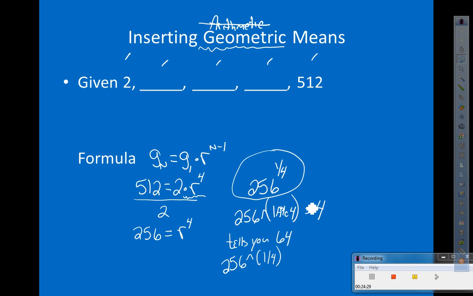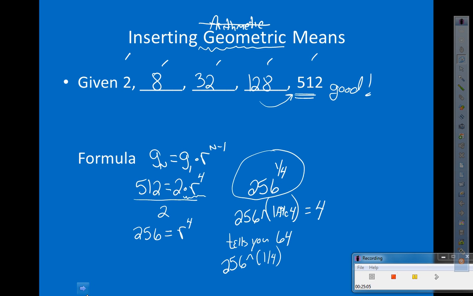But I'm going to multiply by 4 every time. So 2 times 4 is 8. 8 times 4 is 32. 32 times 4 is 128. If I multiply by 4 one more time, I hit that, so I know I'm good. So I know I got that problem right. If it doesn't hit, then we messed up somewhere.